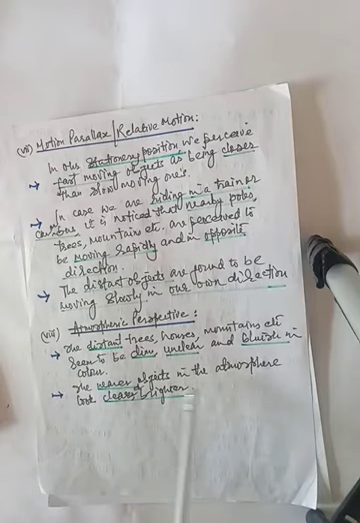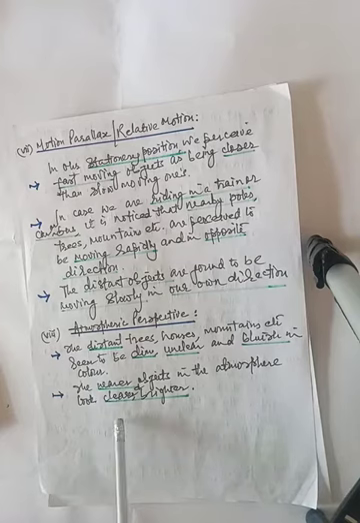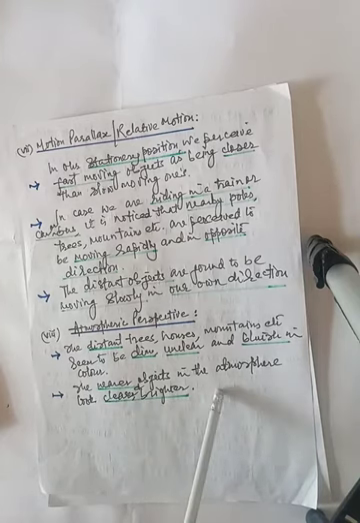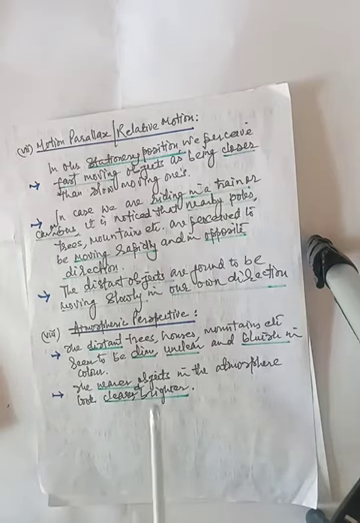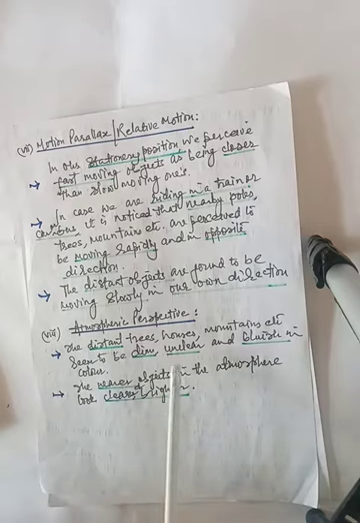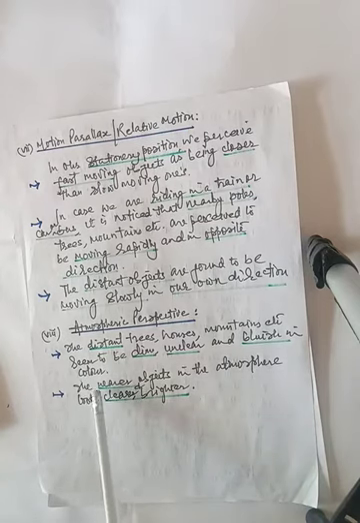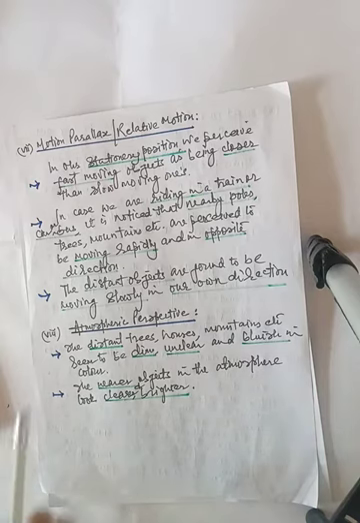The nearer objects in the atmosphere look clearer and brighter. So we can see a close object clearly and its color is bright, whereas the objects which are far from us are seen as dim and bluish in color. So this is how it works.